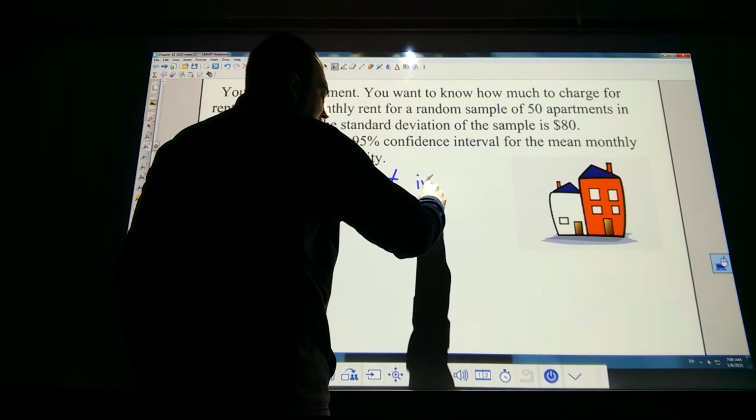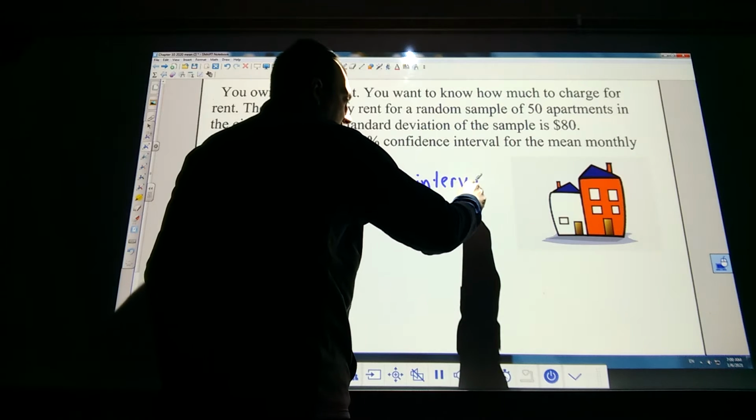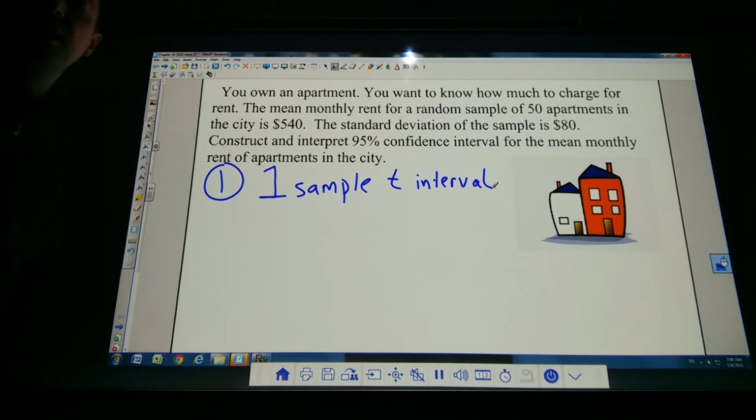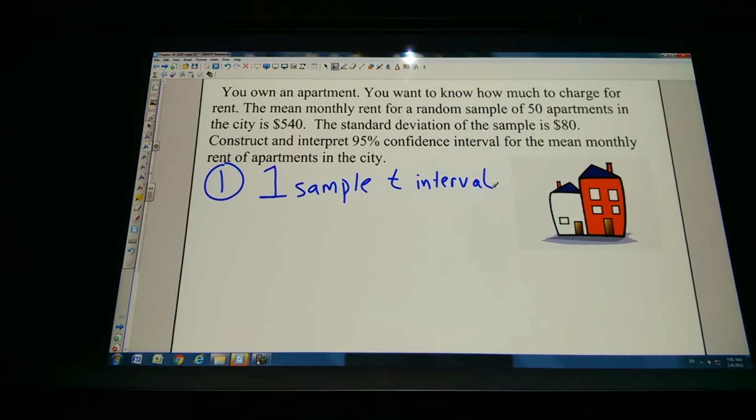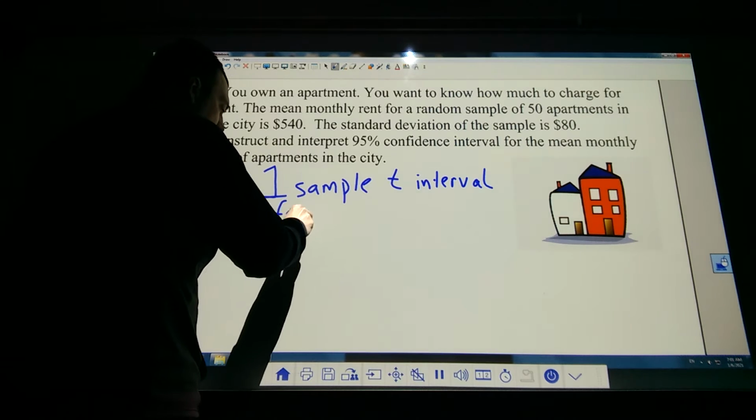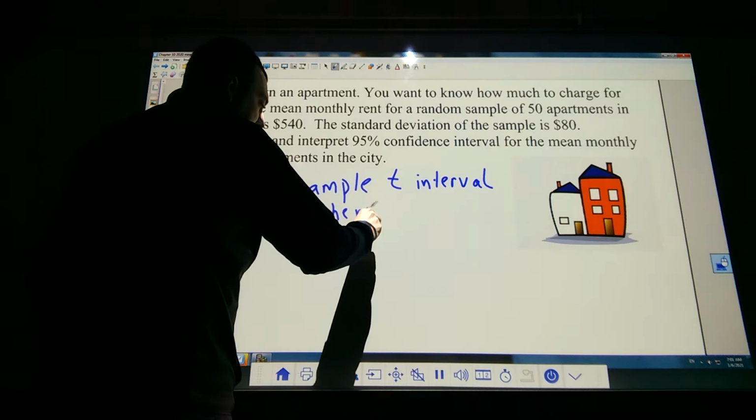T interval. Mr. Mack, what in the world is the T for? I'll talk about that later. It's not important at this time, but it is the T interval. The very short answer is, since we're using a sample, it's not normally distributed. It's because it's a sample, so we're using an estimation, so we use the letter T. But it's a 1 sample T interval for the mean. Okay? 1 sample T interval for the mean.